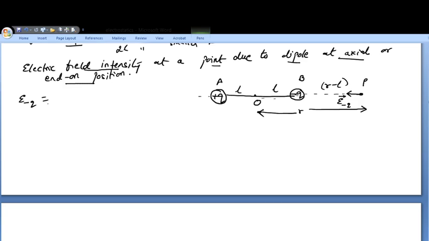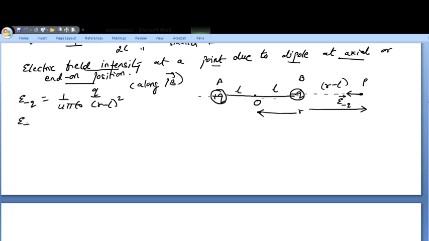So what will be its magnitude? Its magnitude is 1 upon 4 pi epsilon naught, because we know the general formula of electric field, 1 upon 4 pi epsilon naught Q by R squared. So this will be Q upon (R minus L) the whole square, and this will be along PP. See, in vectors you will not put minus. I am repeating it, you will not put minus. In vectors, minus is only indicating the direction, not the magnitude.